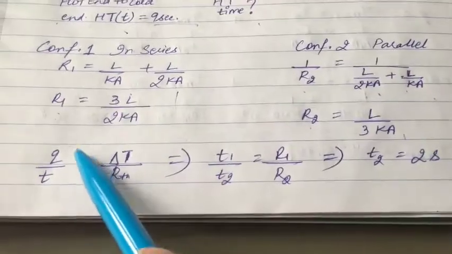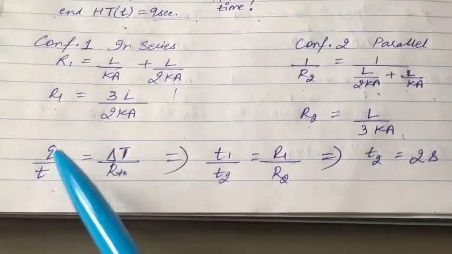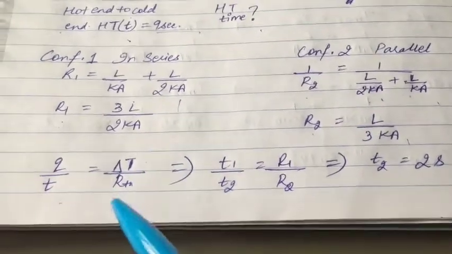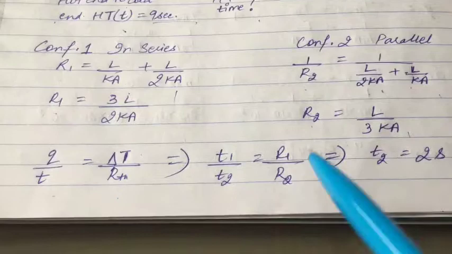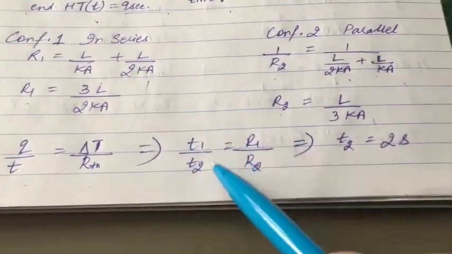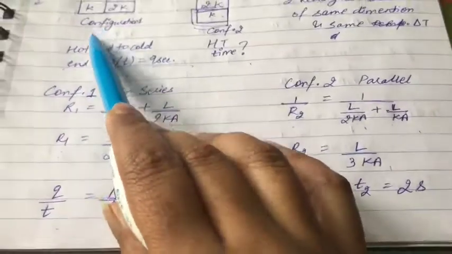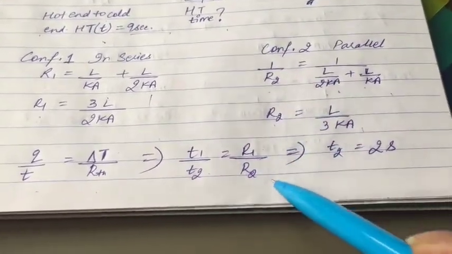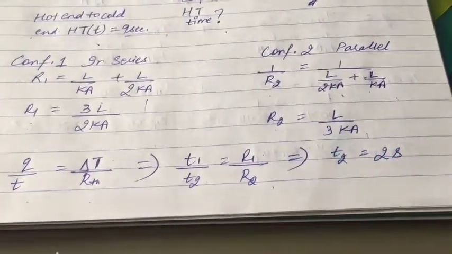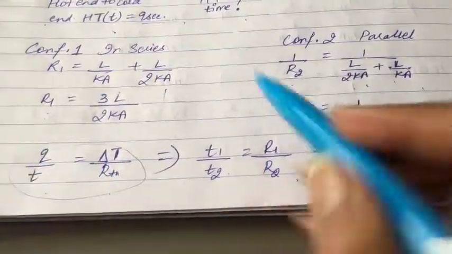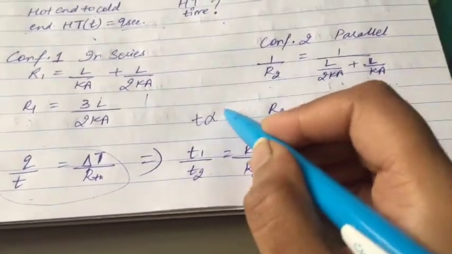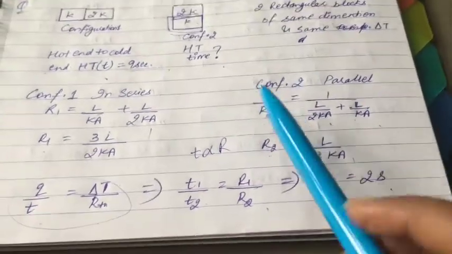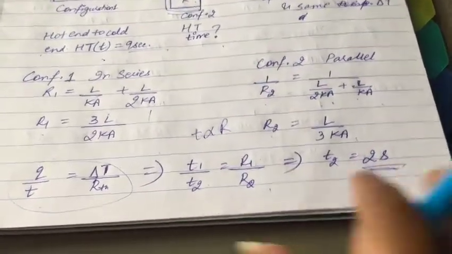Now we know that Q by t, heat transfer upon time, is equal to delta T by Rth. So this would give us t1 by t2, for configuration 1 t1 and for configuration 2 t2, would be equal to R1 by R2. From this relation we have found that time is directly proportional to resistance. So from there we can calculate our time t2 for configuration 2, which comes out to be 2 seconds.